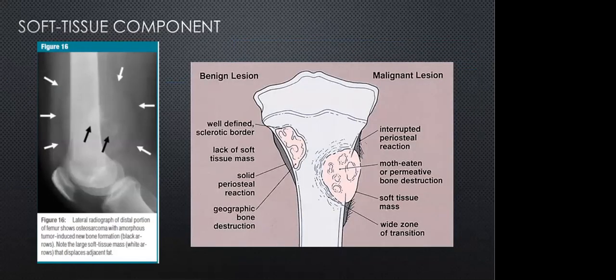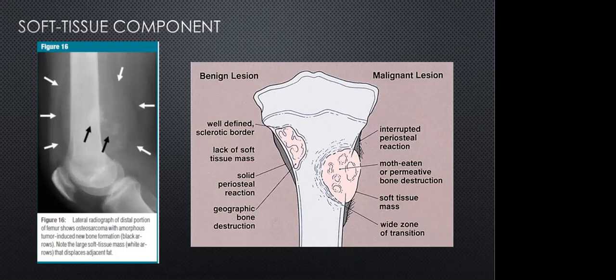Soft tissue component. The presence of a soft tissue component with a bone lesion suggests a malignant process. The tumor may have frankly destroyed the cortex as it passed, or it may have permeated through the haversian canals of the cortex to reach the surrounding tissue. Tumors that often have a soft tissue component are osteosarcoma, Ewing sarcoma, and lymphoma. And looking at the left side, we can see a lateral radiograph of the distal portion of the femur showing osteosarcoma with amorphous tumor-induced new bone formation. Note the large soft tissue mass.